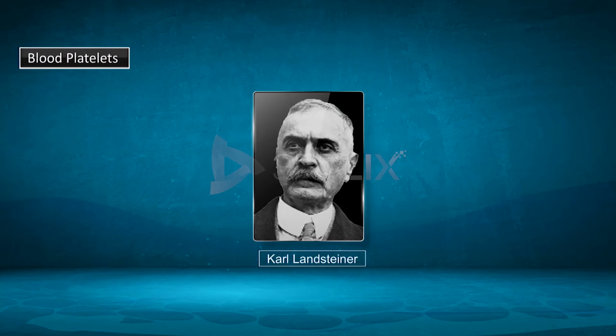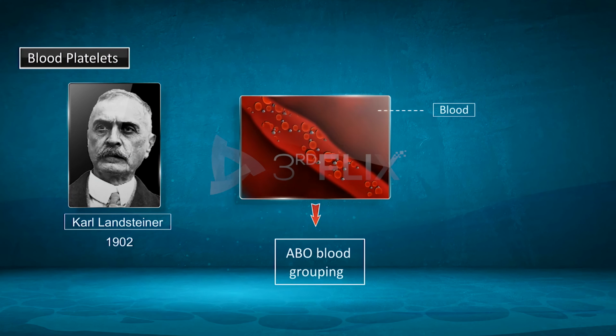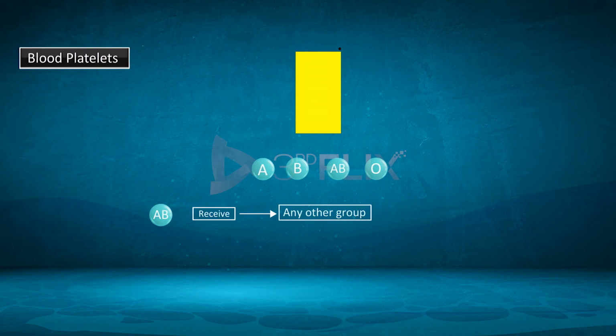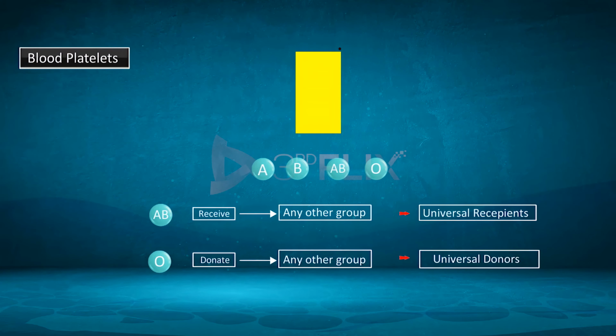Karl Landsteiner, a German doctor in 1902, developed ABO blood groupings for human beings. He divided them into A, B, AB, and O groups. Persons with AB group may receive blood from any other group, and hence they are called universal recipients. Persons with O group may donate blood to any other group, and hence they are called universal donors.